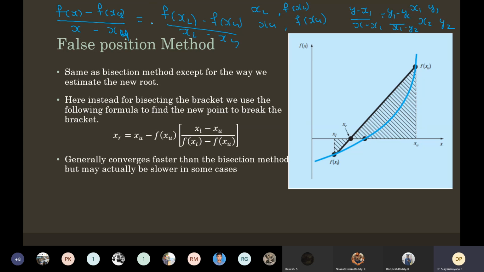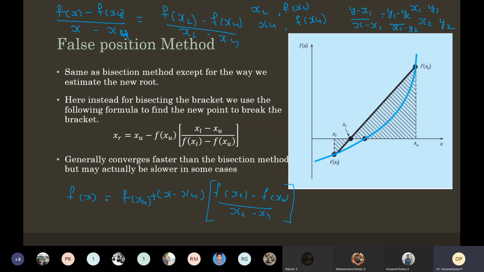Okay. So if you rearrange this, then you'll get the equation to be f of x equals x minus xu times f at xl minus f at xu divided by xl minus xu, that is the slope, plus f at xu. Okay, that is the equation.